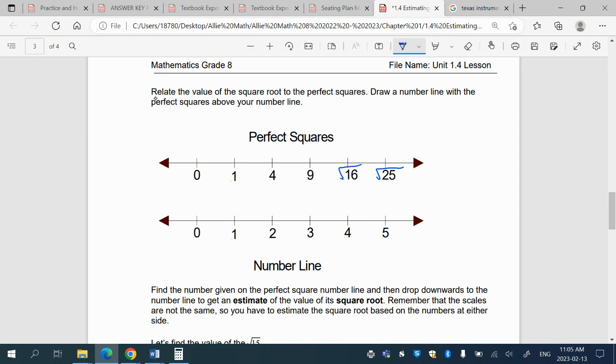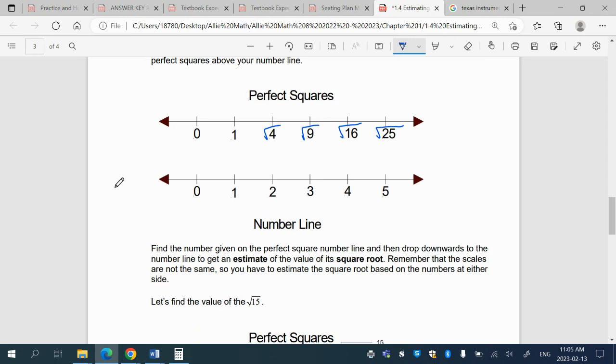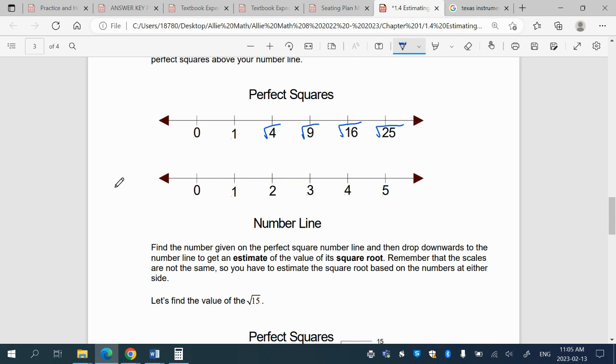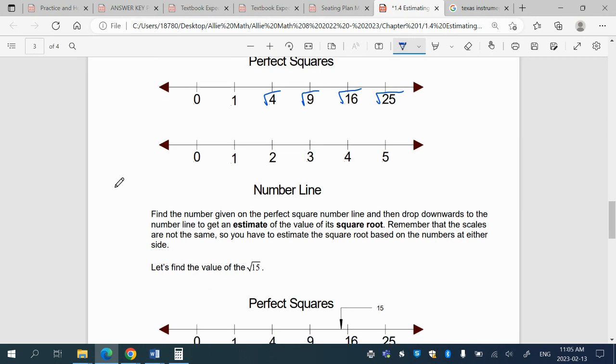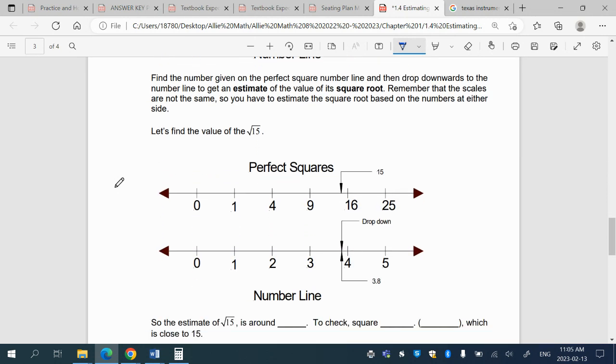The square root of 16 is 4. The square root of 9 is 3. The square root of 4 is 2. So what we can do is find the number given on the perfect square number line, then drop downwards to the number line to get an estimate of the value of its square root. Remember that the scales are not the same, so you have to estimate the square root based on the number at either side. So let's find the value of the square root of 15.